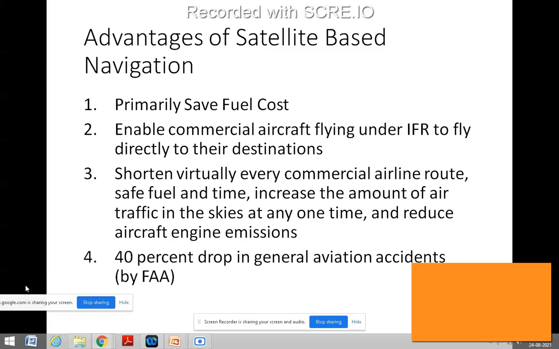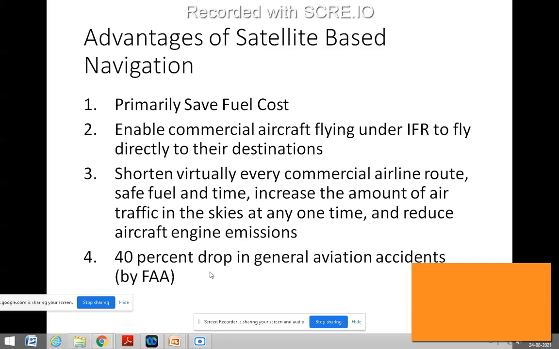IFR is instrument flight rules. Instrument flight rule, that is what I also said. IFR is a rule, instrument flight rule. Under the instrument flight rule only, all the commercial aircraft will be flying to their destination.